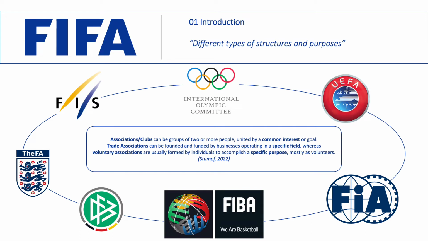As you can see, in today's era, there's plenty of associations, even just in the sports industry, with UEFA being one of 6 federations within FIFA. Speaking of associations in general, there are 3 types of associations, quoting Stumpf. Associations or clubs can be groups of 2 or more people, united by a common interest or goal. The second option, trade associations, can be founded and funded by businesses operating in a specific field, whereas voluntary associations are usually formed by individuals to accomplish a specific purpose, mostly as volunteers.